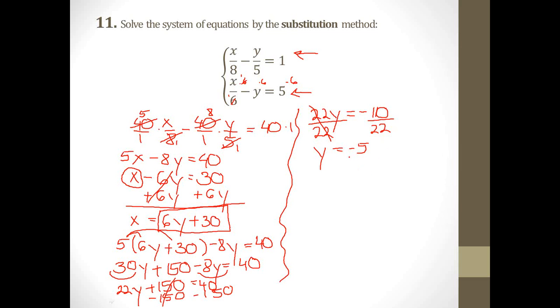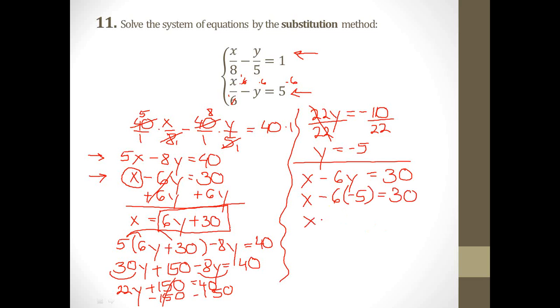We are not finished yet. We only found our y coordinate of the point where the two lines are crossing. We still have to find our x. So we go back, and I would look at either one of these two equations because the original ones were fractions, to plug it back in. I'm going to choose the second one because the numbers are smaller. So I'm going to use x minus 6y equals 30 to plug in my negative 5 for y. So x minus 6 times negative 5 is equal to 30.